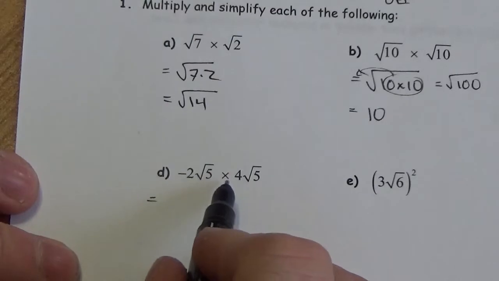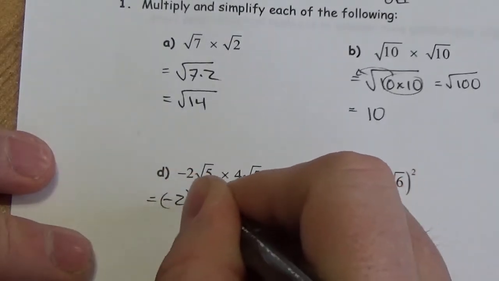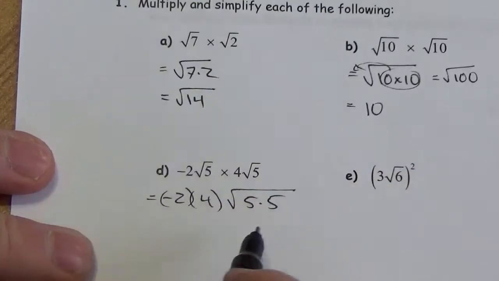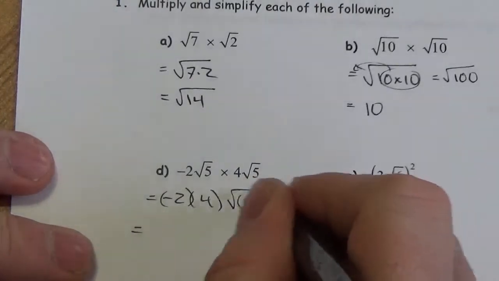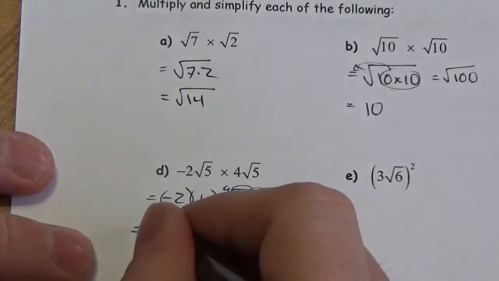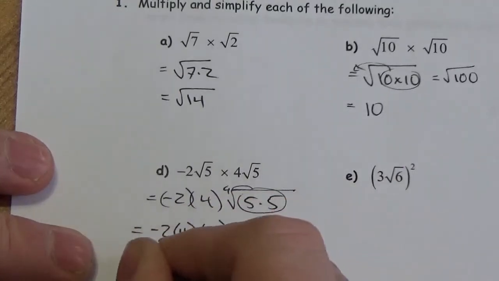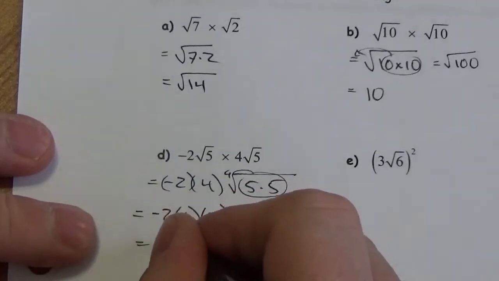Negative 2 root 5 times 4 root 5 is going to be negative 2 times 4 multiplied by the square root of 5 times 5. Now, I might make that 25, but I can see right now that I've got a pair of 5s in there, so I'm going to pull that out. So I'm going to get negative 2 times 4 times 5. Well, negative 2 times 4 is negative 8, times 5 will give me negative 40.